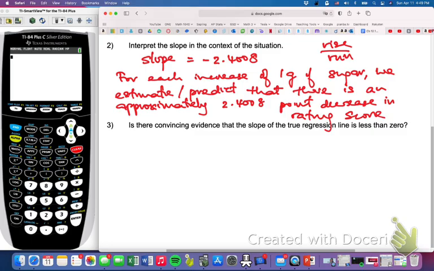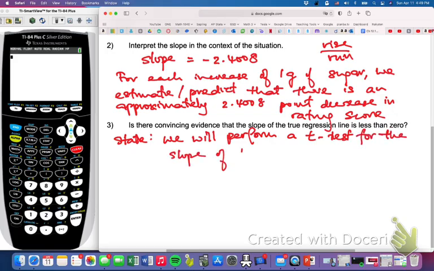So part 3 is, is there convincing evidence that the slope of the true regression line is less than 0? So this is where we do our hypothesis test, right? Testing significance tests for the true population slope. So state, we will perform a t-test. Right? Why is this a t-test? Because we are looking at quantitative data, right? And we do not know the standard deviation of the population, so we use a t-distribution. So we are using a t-test for the slope of the true regression line, okay?